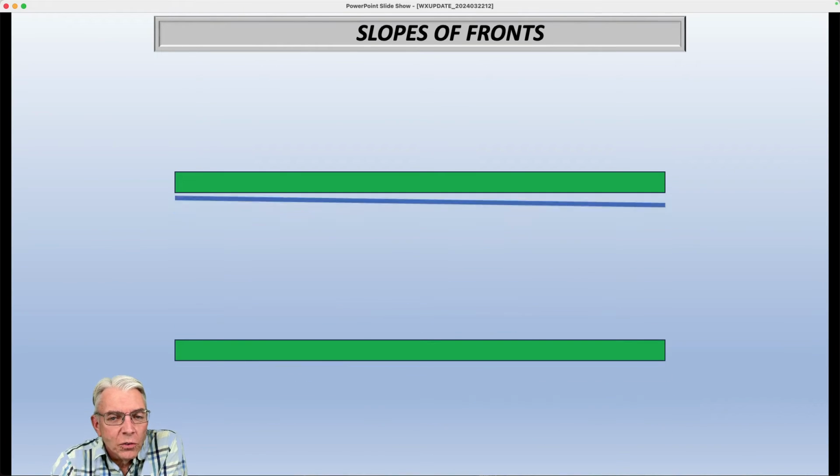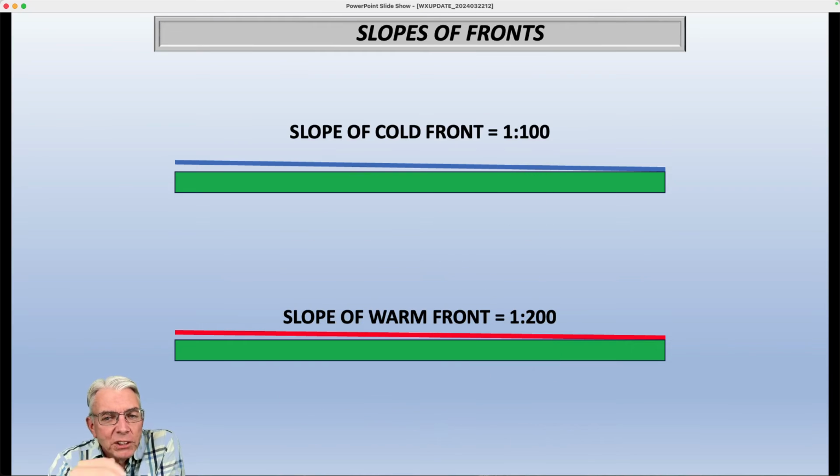So the slope of a cold front is basically 1 unit up to 100 miles east-west, and the slope of a warm front is 1 to 200. And if you look real carefully, you can tell that this blue line, and the cold air is right in here, is a little farther away from the green, which is my poor man's representation of the ground, than it is down here. But man, that's a very, very small difference.